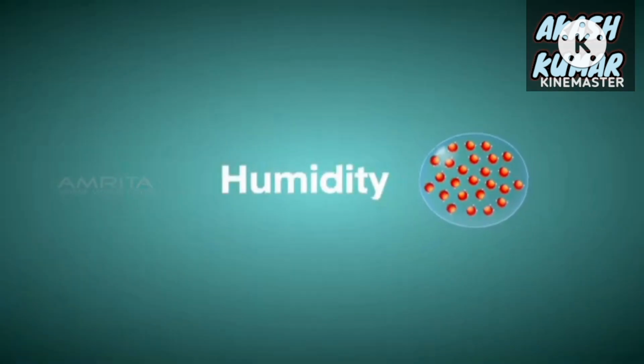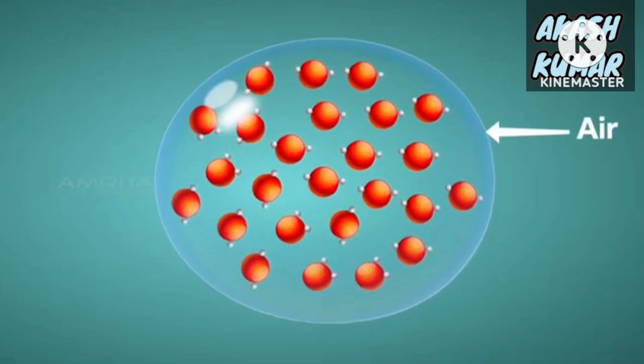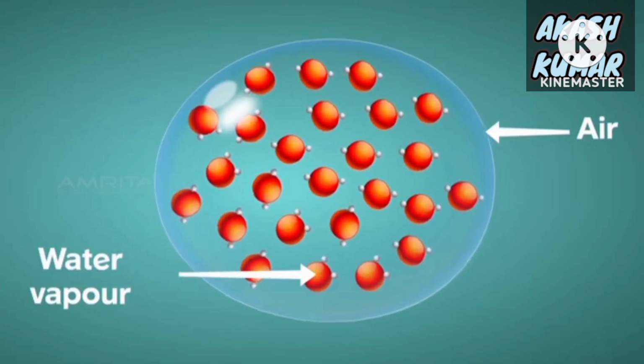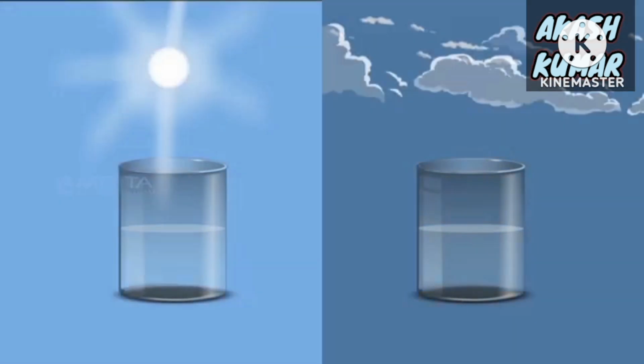Humidity. Humidity is the amount of water vapor present in air. If the amount of water in the air is high, evaporation will be less. Here, the same volume of water is kept in both beakers. However, they are placed in different weather conditions.